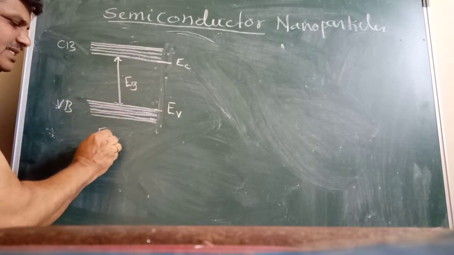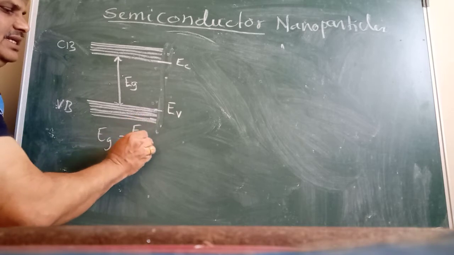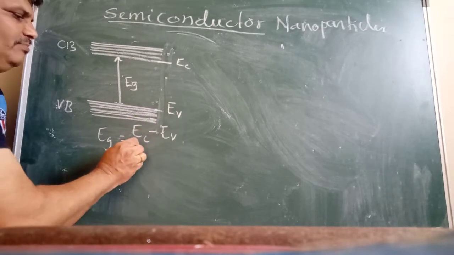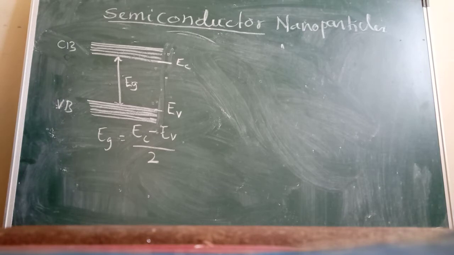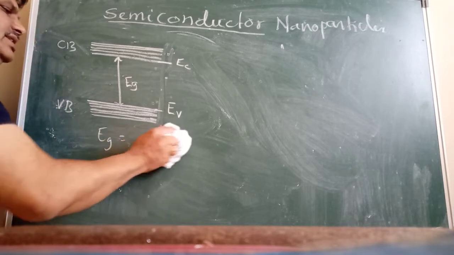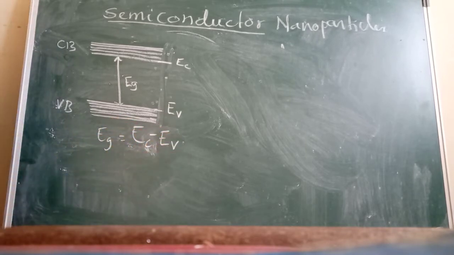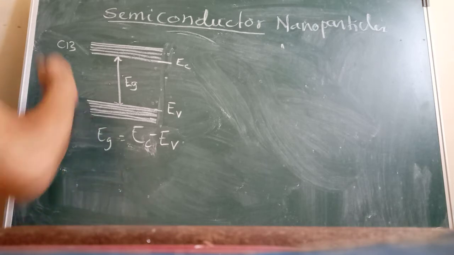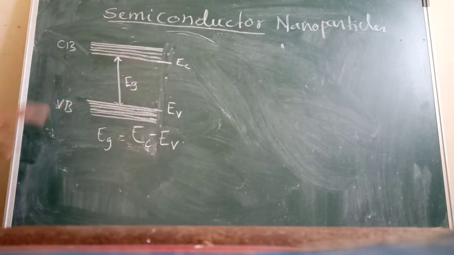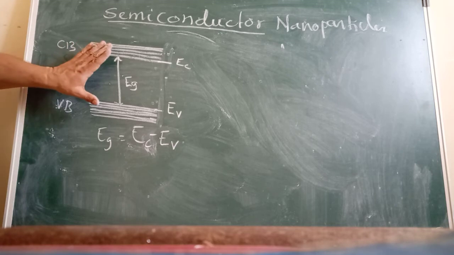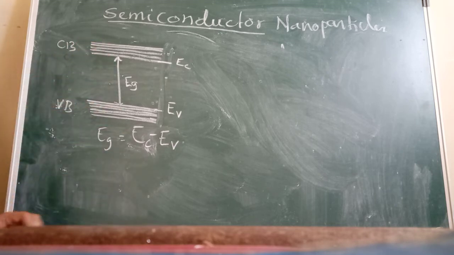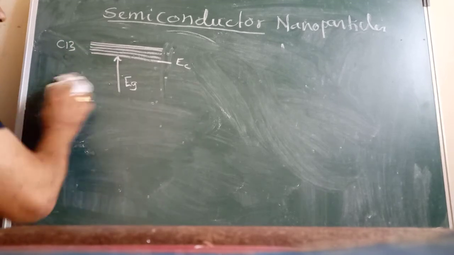So Eg is equal to EC minus EV, divided by 2. This is the energy gap. Okay, so not divided by 2. EC minus EV is called the energy gap. So this is the characteristic of the energy band gap, which we get in the case of semiconductors.